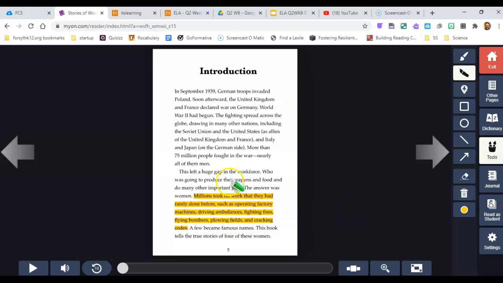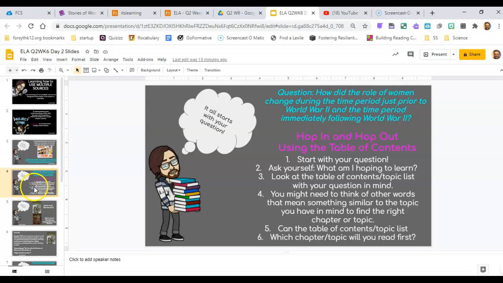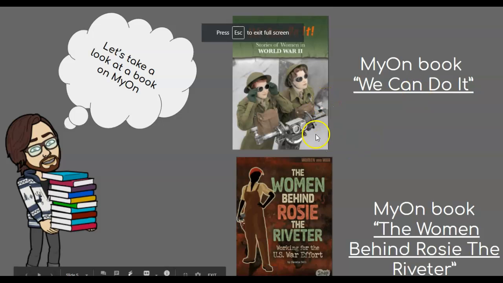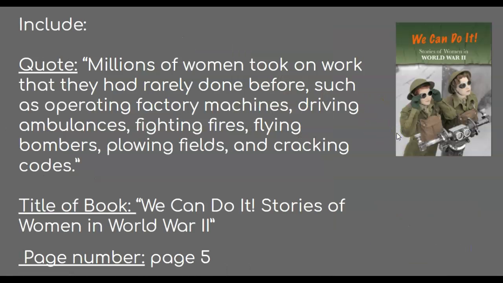So what I would do is say, okay, this is page 5. This is my quote. Going back to my slides here, my example was from these books, and this book also will give you information, but I chose this one, and what I just modeled for you is this quote. You need to include the quote. You can put it in your own words, which is paraphrasing, or you could quote it yourself word for word. Just copy it down. That's a direct quote.